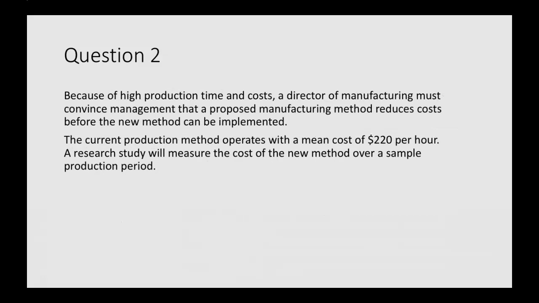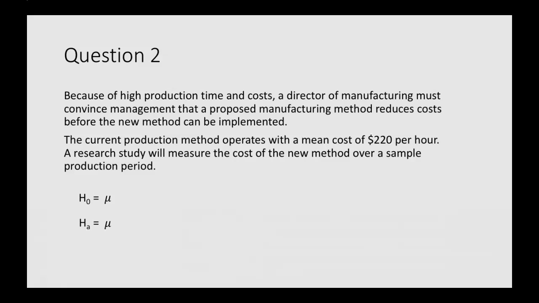So now our last scenario here. Because of high production time and costs, a director of manufacturing must convince management that a proposed manufacturing method reduces costs before the new method can be implemented. The current production method operates with a mean cost of $220 per hour. A research study will measure the cost of the new method over a sample production period. So we need to once again figure out our null and alternative hypotheses.